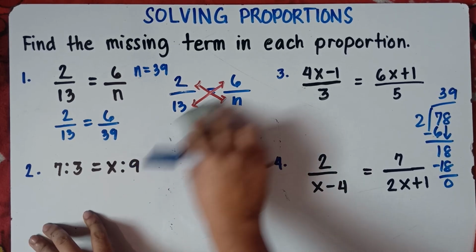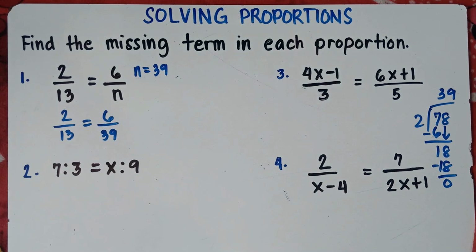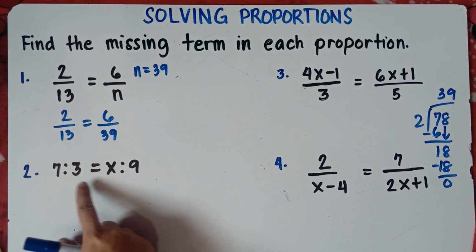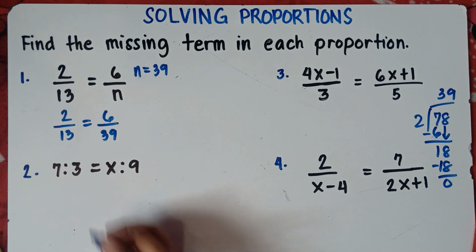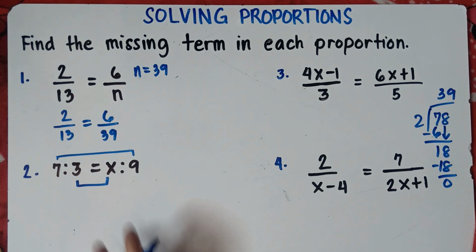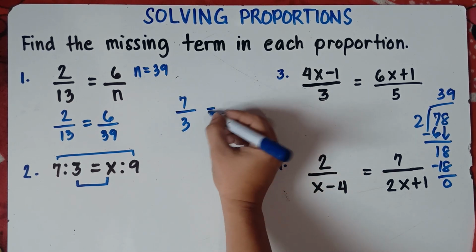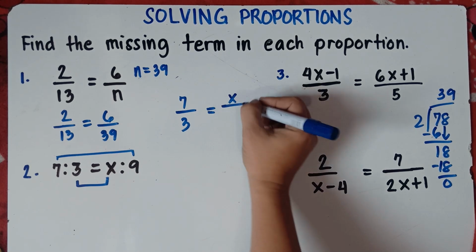So let's try number 2. Now, what if the given question is in colon form? You have 7 is to 3 is equal to x is to 9. So once again, this is the means and this will be the extremes. To answer this one, class, we write this in fraction form. That would be 7 over 3 is equal to x over 9.